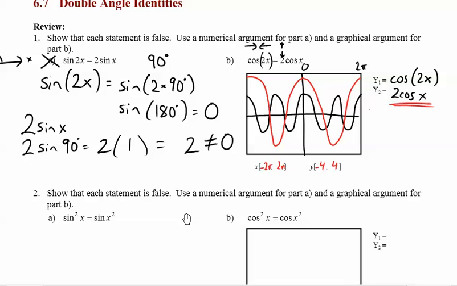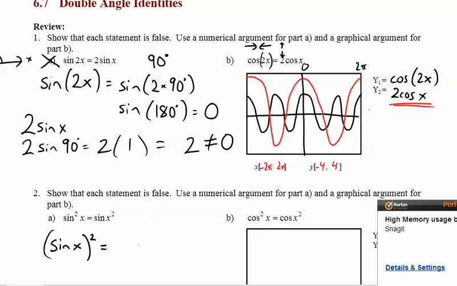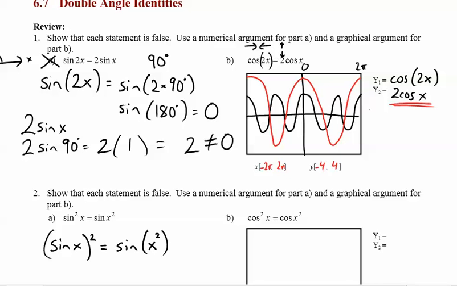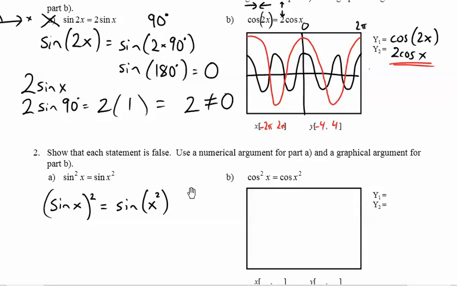A couple other things that are not the same: sine squared x and sine x squared. When you have the squared right after the sine, what that means is that the whole sine x function is squared. When you have the squared right after the x, it means that just the x is squared. So let's use an example of an angle to show that those 2 are not the same. Let's go 60 degrees.